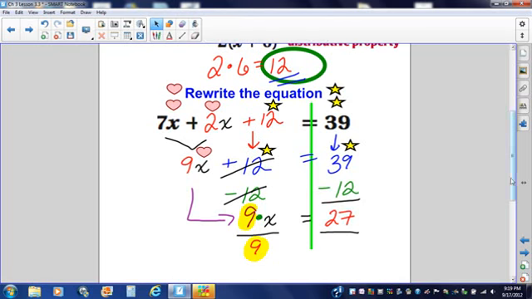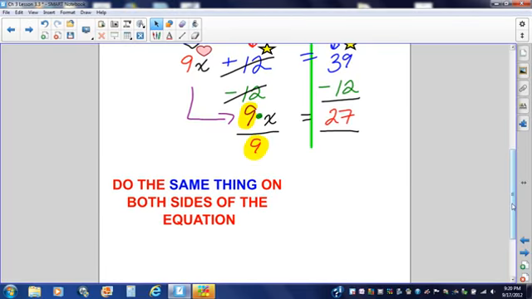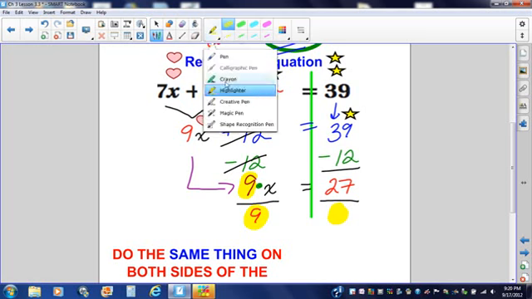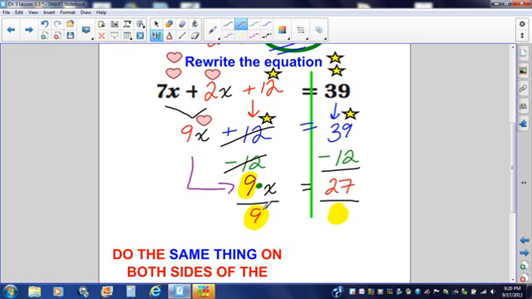Remember our golden rule. We're going to do the same thing on both sides of the equation. So you divide by 9 here, you divide by 9 here. These will cancel. I'm left with variable x equals 27 divided by 9. 27 divided by 9 gives me 3. So, in this case, x equals 3.